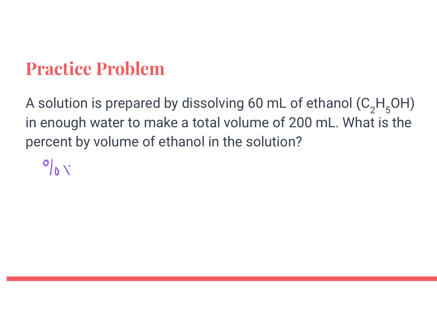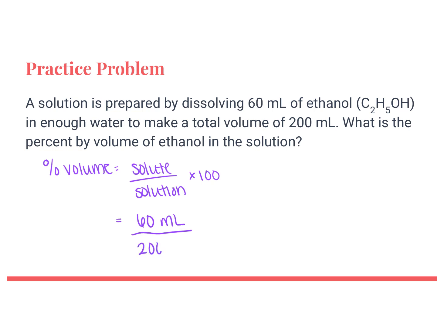So when we do the percent volumes, we're just going to take the solute divided by the total solution times 100. Okay. So in this scenario, what's the volume of your solute? Okay, 60 milliliters. What's the volume of the total solution? 200. So divide those and get your fraction and then multiply it by 100.